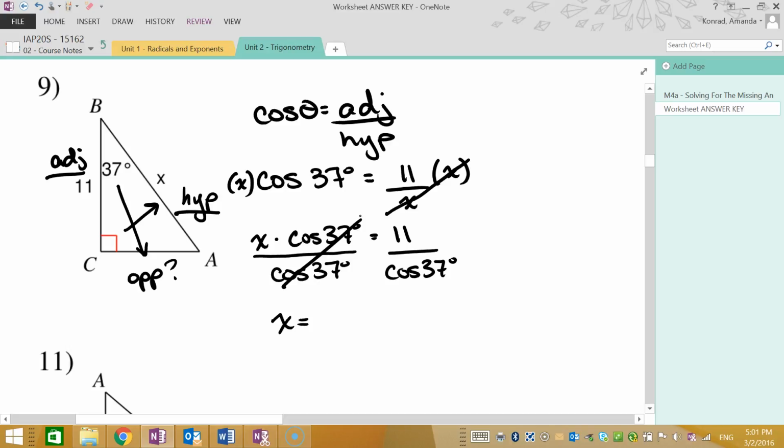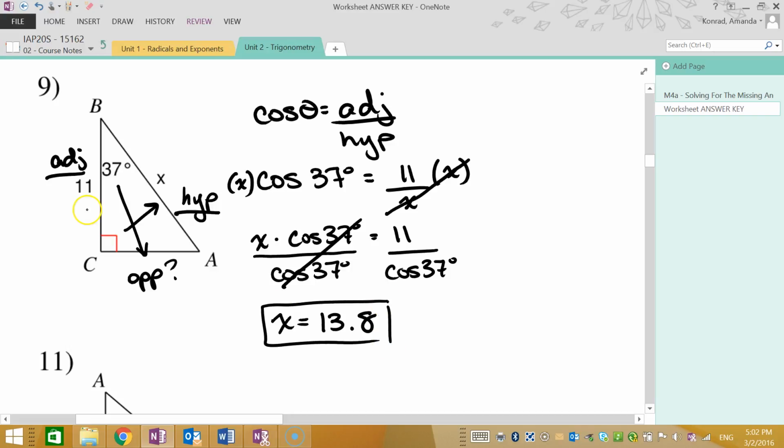And I punch in the remainder of this on my calculator. Again, how you do that depends on the type of calculator you have, so make sure you're figuring out what exactly that looks like for you. My answer gives me 13.77, which I'll round up to 13.8.